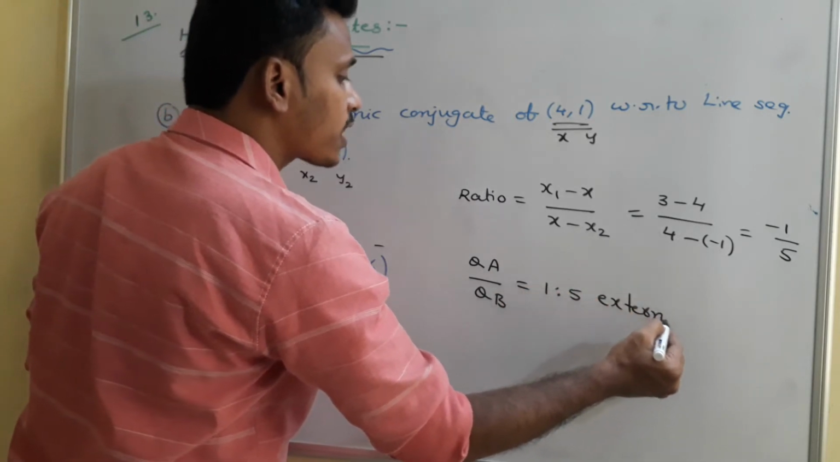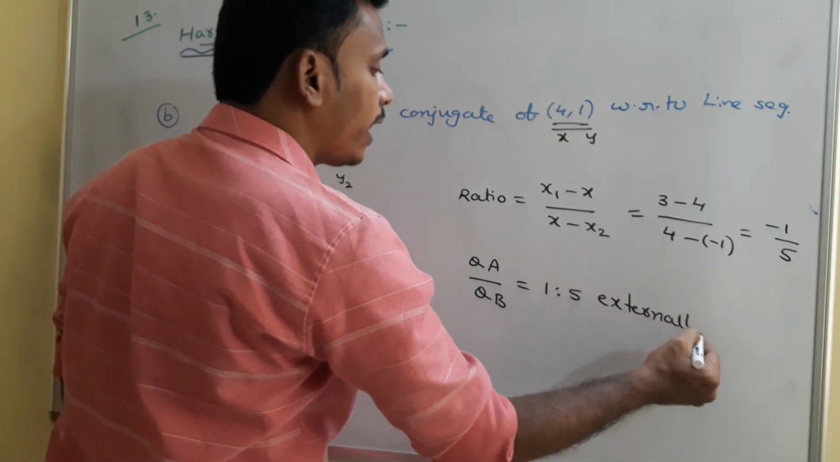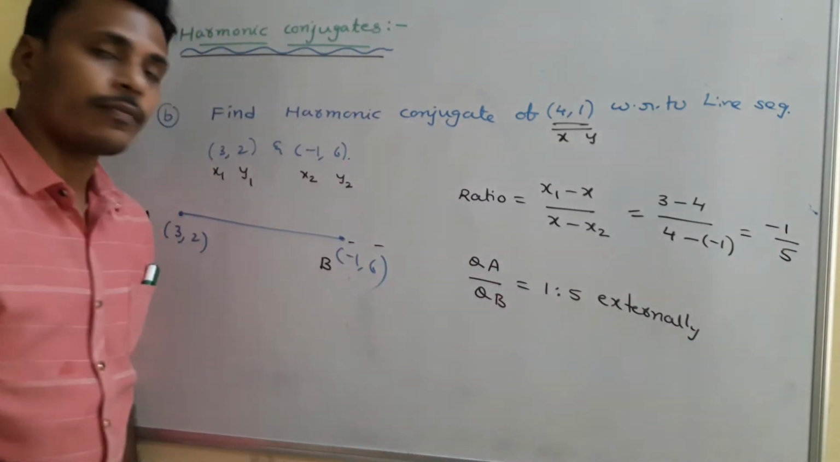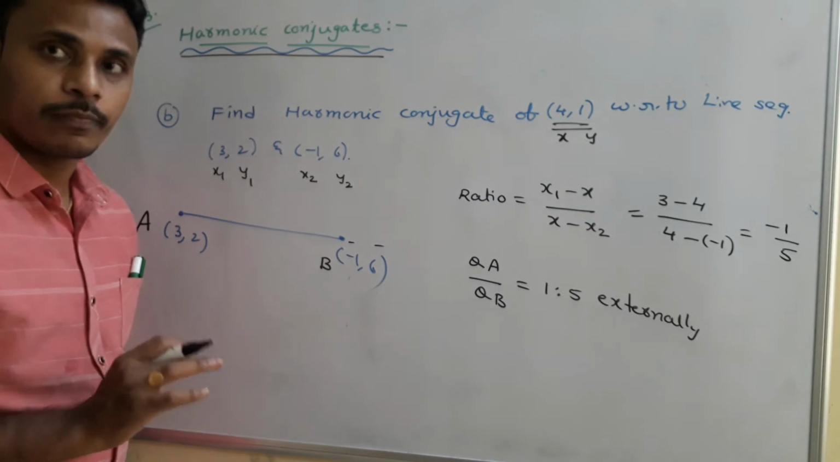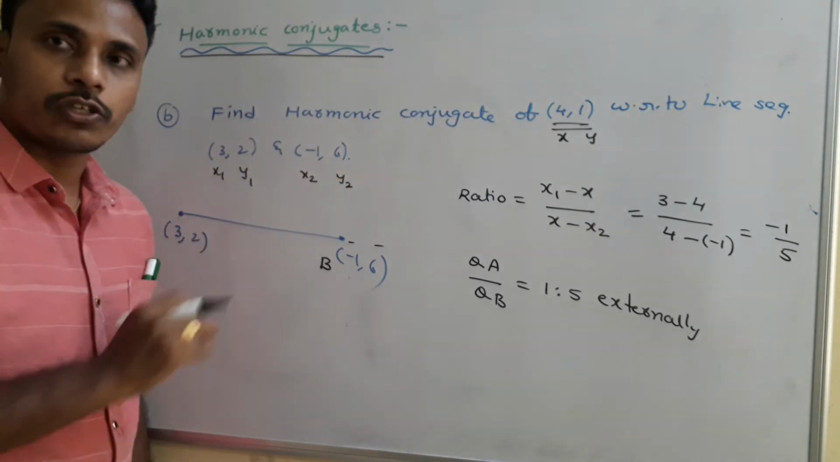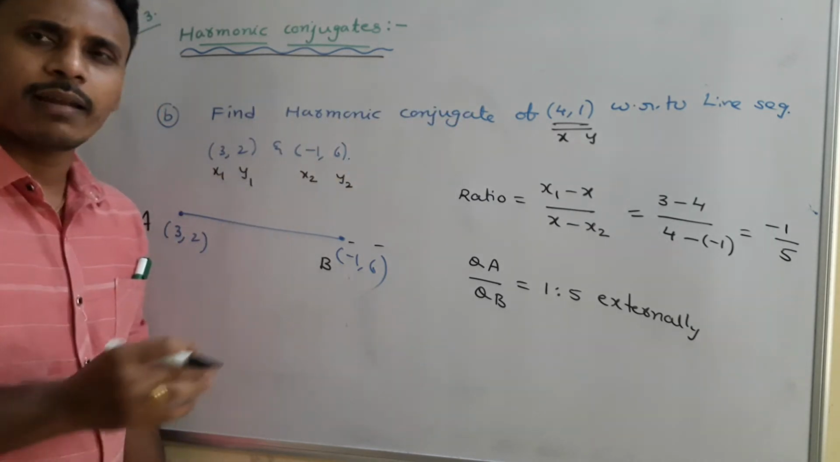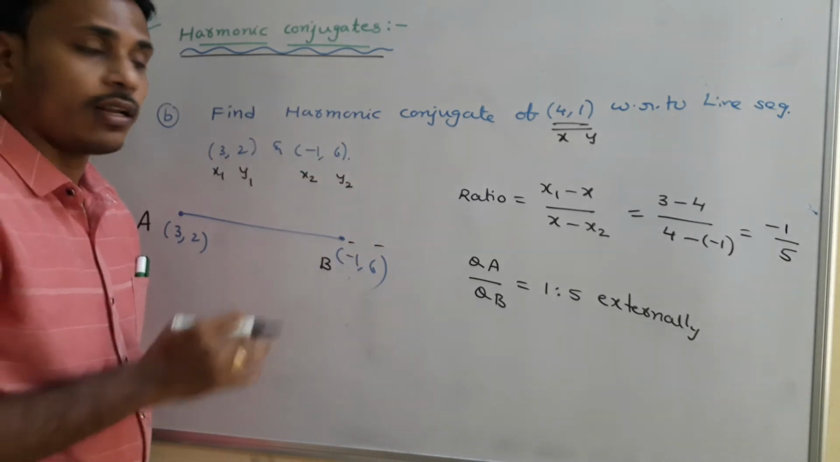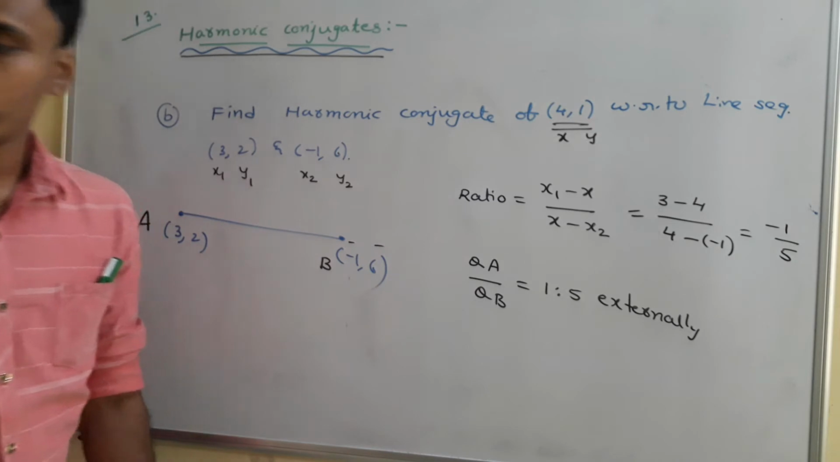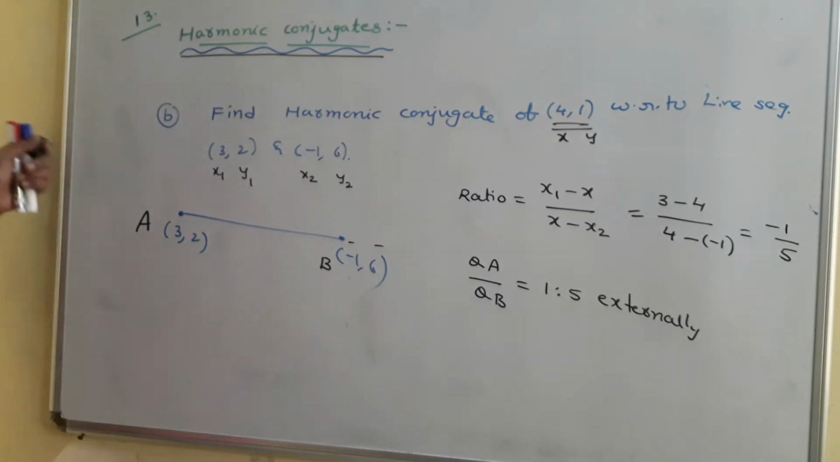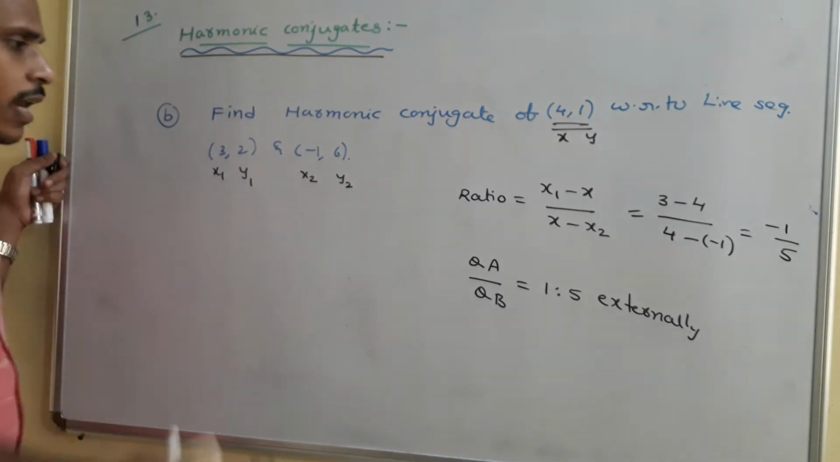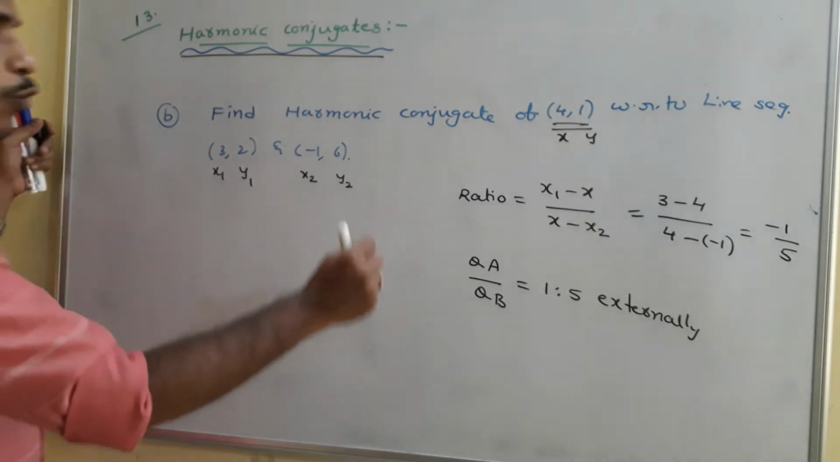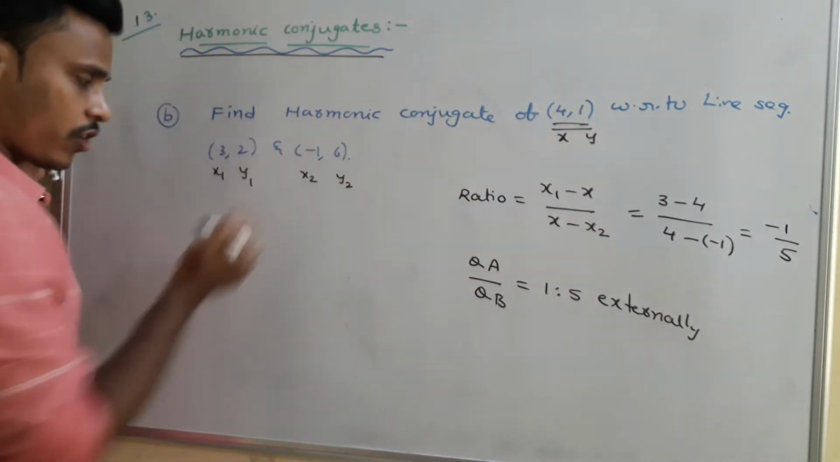How do we know it is external? Because we know that the ratio is negative, right? So QA by QB is external. Okay, so the given point is Q. Actually, a diagram is not required for it. First find the ratio, confirm it as external, then you need to find the internal point. So I don't need a diagram in this case. QA by QB is 1:5 externally.